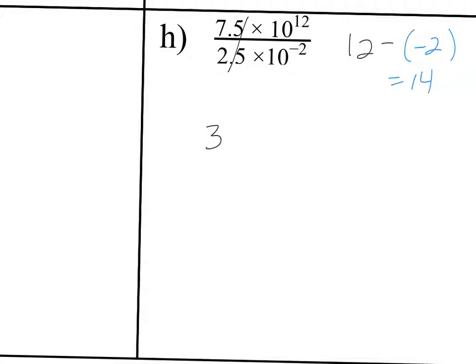So it's going to be 3.0. Now the reason I did 0.0 is because both of these decimals had 1 decimal, so I'm going to answer with 1 decimal, and that's significant digits, and you'll do that later in your science classes. So this is 3.0 times 10 to the 14th power.